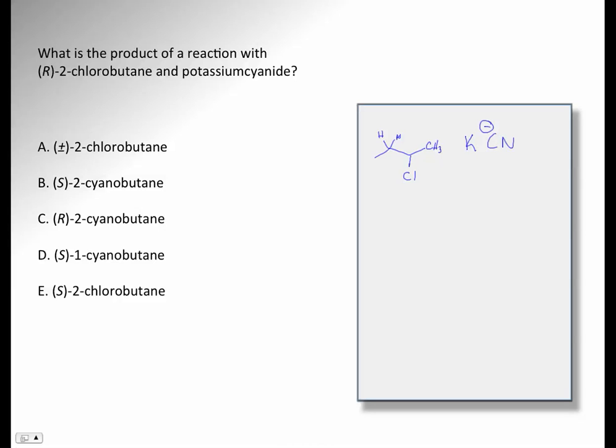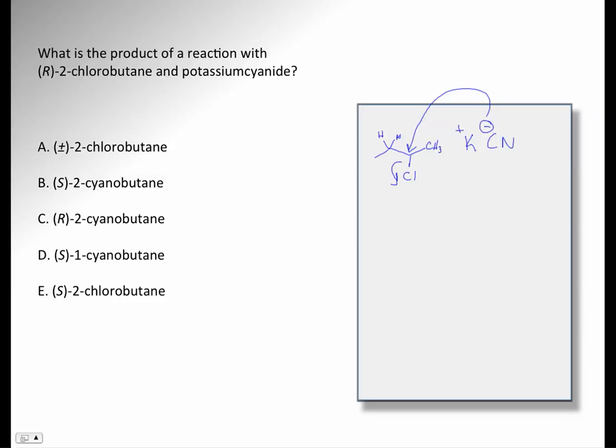Also, we notice that our nucleophile in this reaction is cyanide, which is relatively small. It's actually very small compared to most nucleophiles, and cyanide is a very strong nucleophile. So it's going to be able to get to this carbon relatively easily to push off this chlorine.